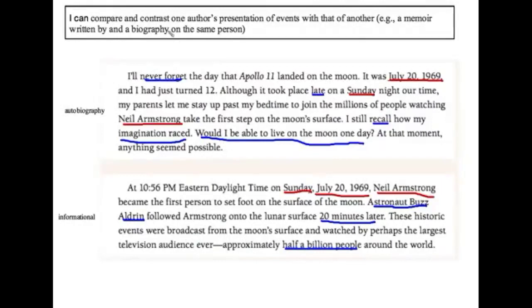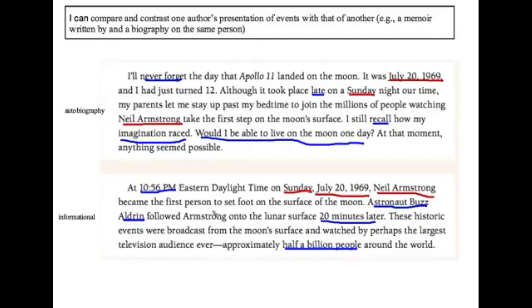So our learning target was that we are comparing and contrasting one author's presentation of events with another. We have two separate genres here, and each of these genres have some things in common, and so both could be used to gather facts about the first person who landed on the moon. But they also present the facts in a slightly different way based on their perspective. If you wanted more of a first-hand approach or a personal perspective, we would end up going with this autobiography. If you want more of just the specific facts of the time, the date, the who, the when, the where, the what, you would go with this informational text.